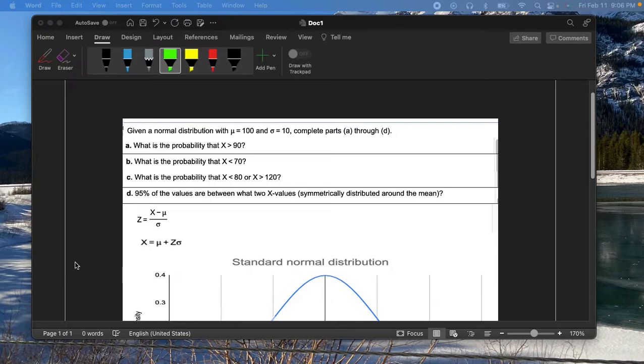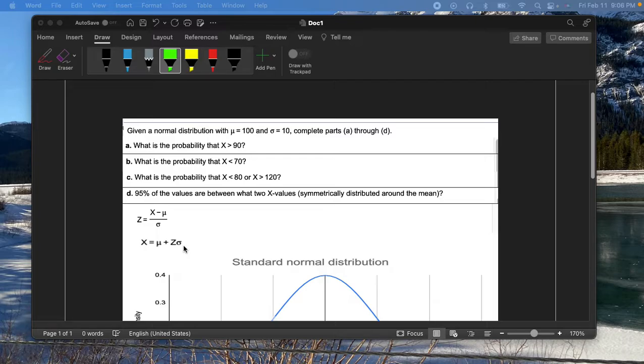So we're going to need a couple of formulas. The first formula is the Z formula, which is about converting our X values into Z values. The other one is X equals the mean plus Z times the standard deviation. As you can see, this is the same formula, just rearranged. If you have the X values, you can find Z values, and if you have Z values, you can find the X values. Both formulas are the same, just rearranged based on what you have.